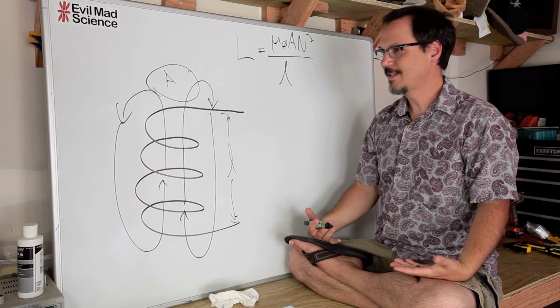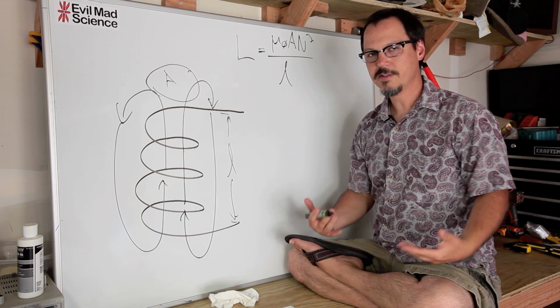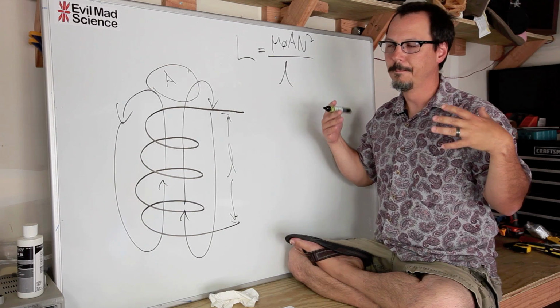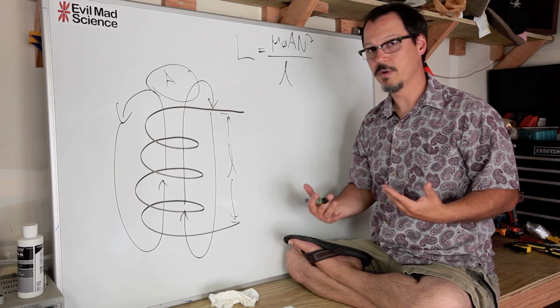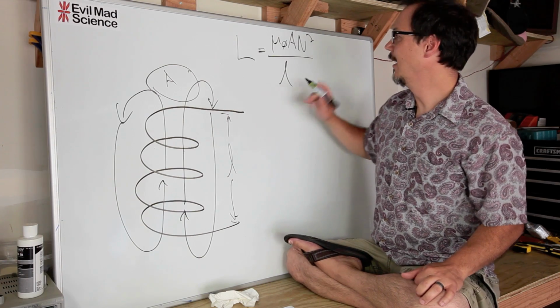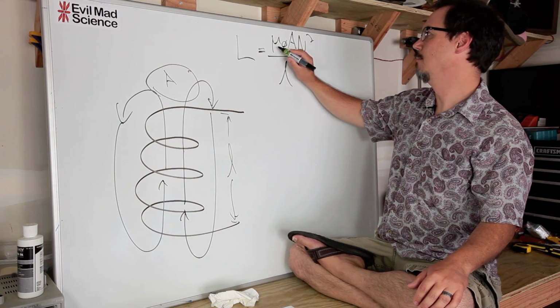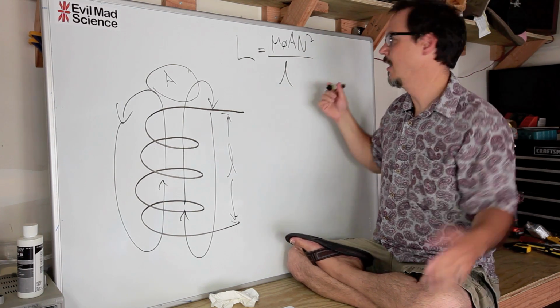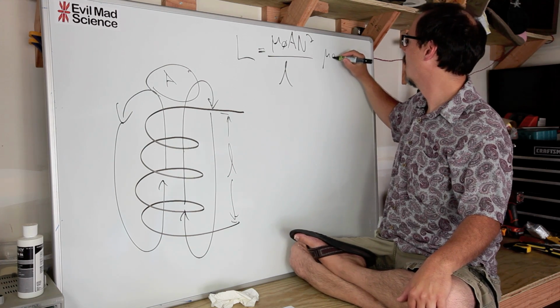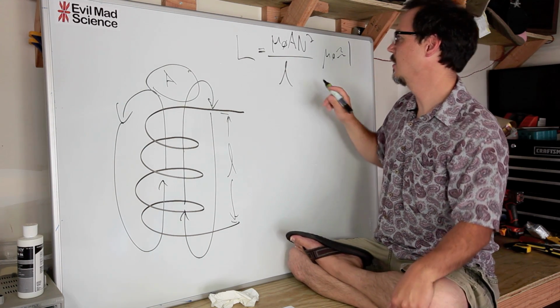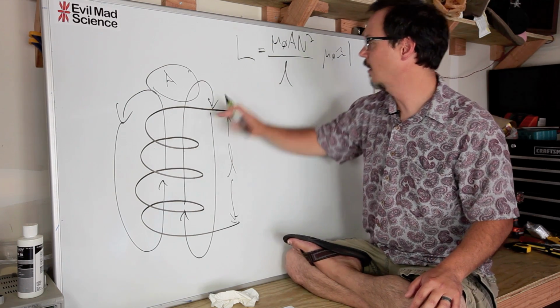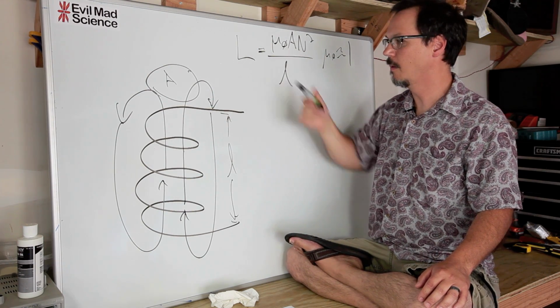Permeability. This is a material's ability to focus magnetic flux, magnetic lines of force, okay? For air, it is effectively 1, and mu naught means air. Mu naught is, for all intents and purposes, 1. So if this is an air core inductor, you can pretty much neglect that term.